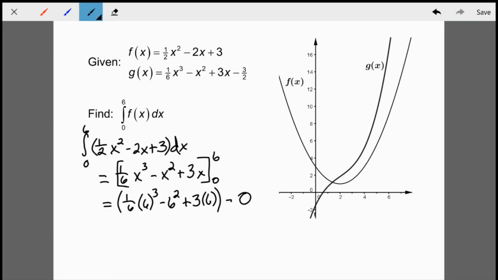So in the end, this is going to simplify down. This will give me essentially 36 minus 36 plus 18. That's going to give me a value of 18. So the value of that integral is 18. That's one way that I can solve it.